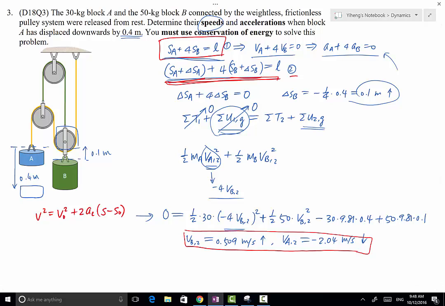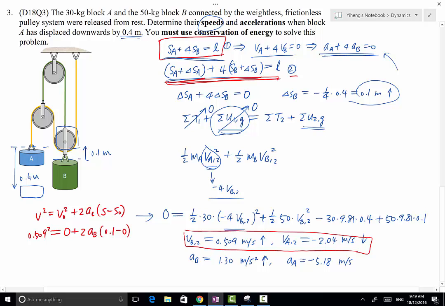So solving for B, we have 0.509 squared equals the initial velocity 0 plus 2 times AB, the constant acceleration for B, times the final position 0.1 meter minus 0. From here we can solve for AB, the constant AB equals 1.30 meter per second squared. And don't forget, we have the relation that AA equals negative 4 AB. Therefore, AA equals negative 5.18 meter per second squared, downwards.